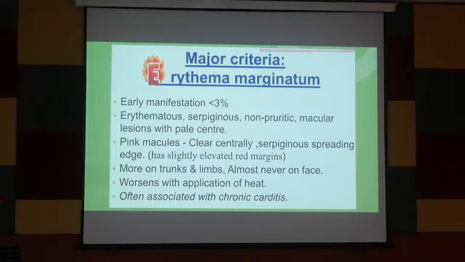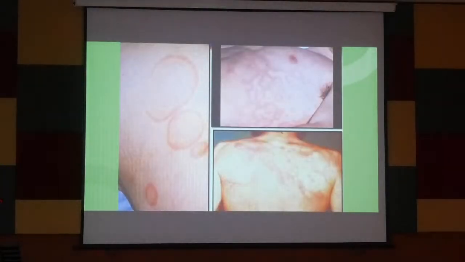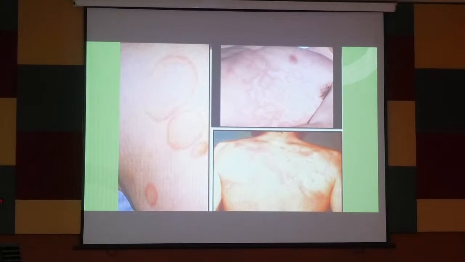So joints, then carditis, then subcutaneous nodule, and finally erythema marginatum. These are all major criteria. One or more must be present if you have to arrive at the diagnosis of rheumatic heart disease. So this is erythema marginatum. Serpentinous, like a snake, not like a snake you encounter in your hostel.